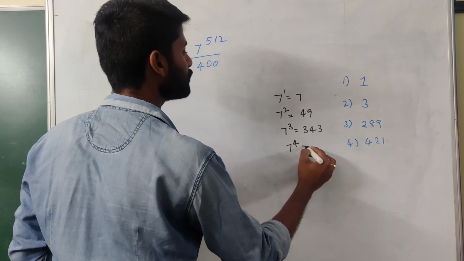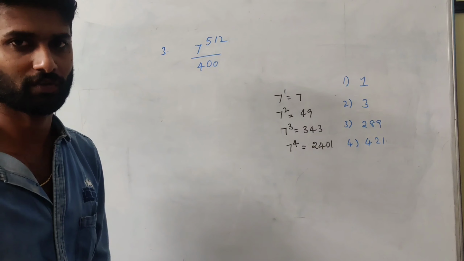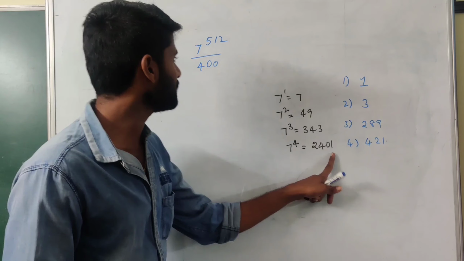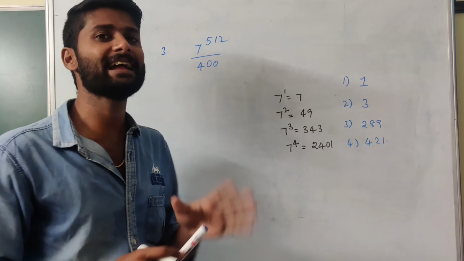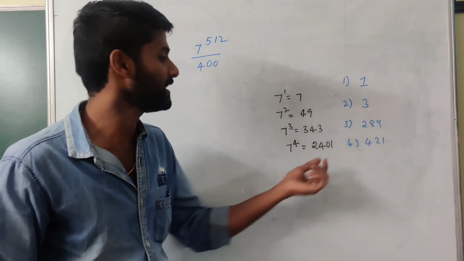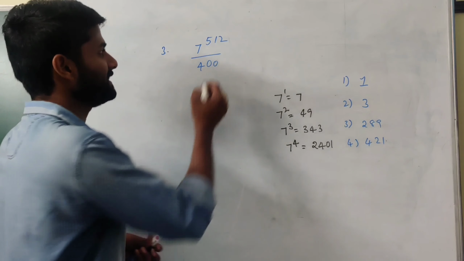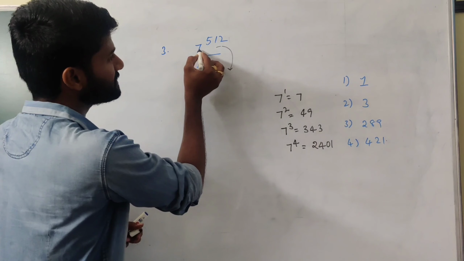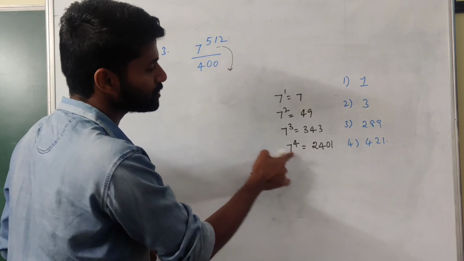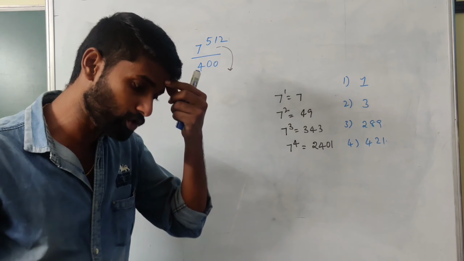7^4 value is exactly equal to 2401. See, 2401 and 400, that is exactly 6 times. 400 into 6 is exactly equal to 2400. We are left with 1 as a remainder. So our calculation is completed. It means 7^512 can be converted into 7^4 value, and 7^4 value we already know is 2401.